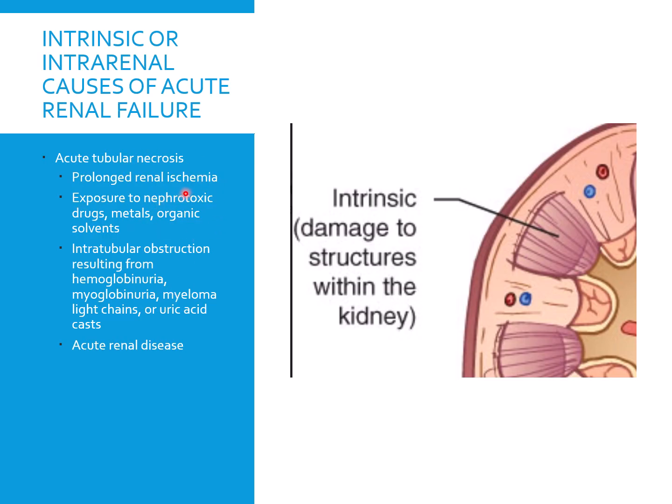Any exposure to nephrotoxic drugs like NSAIDs, any exposure to nephrotoxic metals or organic solvents, we can also get intratubular obstruction or blockage of the tubules themselves from things like hemoglobinuria, myoglobinuria, myeloma light chains, or uric acid casts. So these are things that may build up in the blood due to different causes.